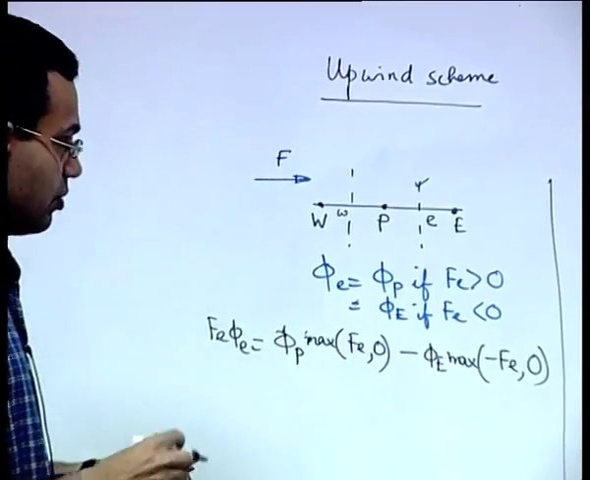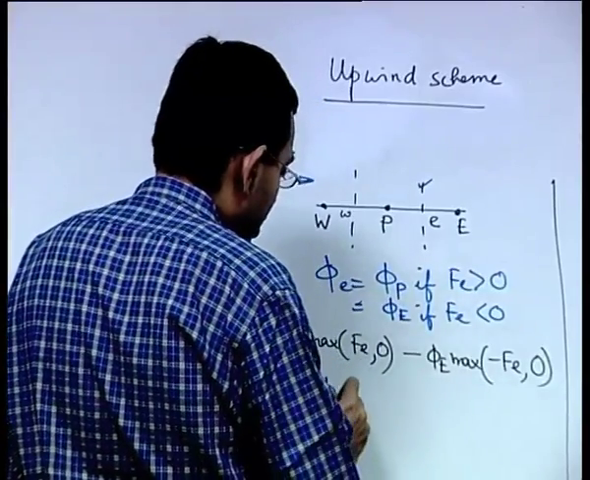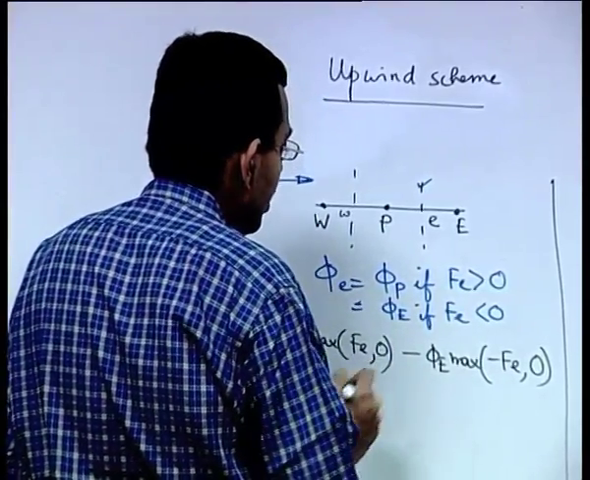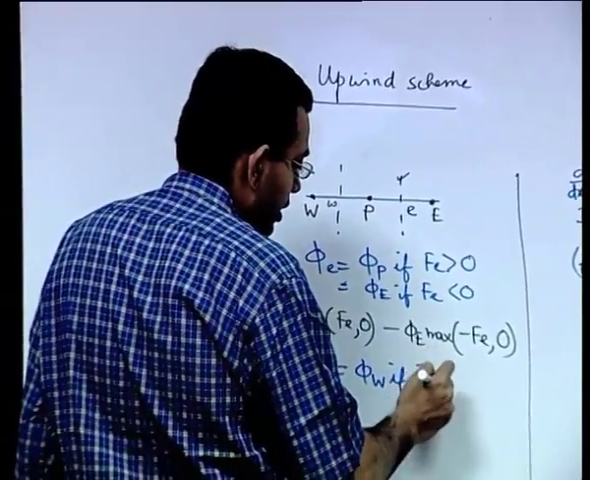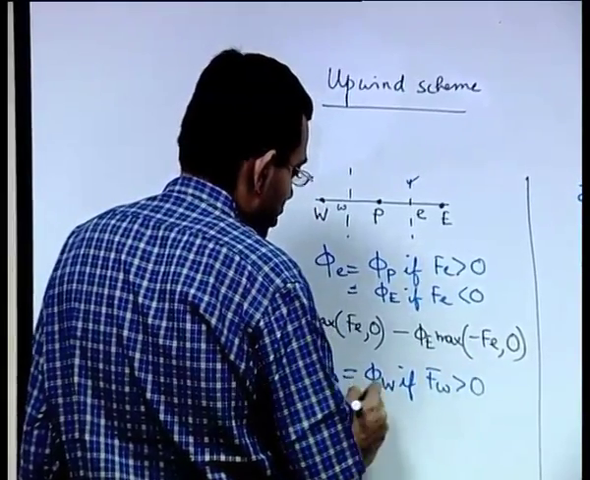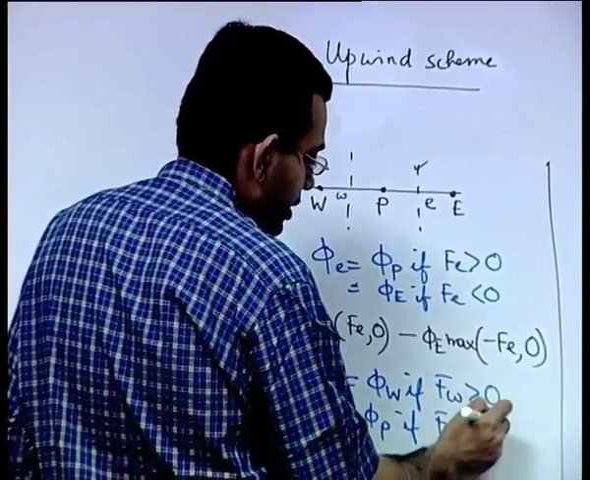Similarly, let us see what happens for phi w. Phi small w is equal to what? Phi capital W if F w is greater than 0, and equal to phi P if F w is less than 0.